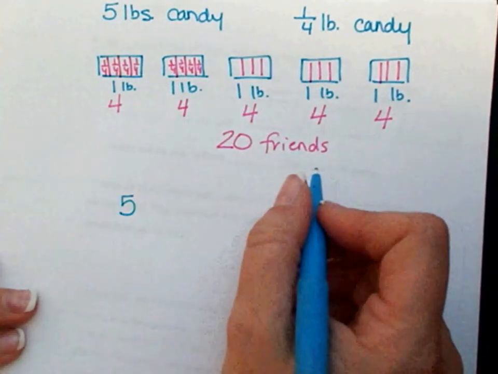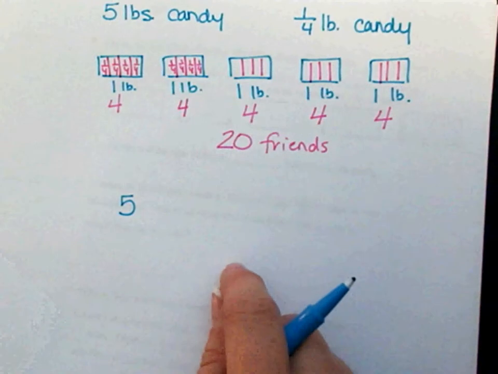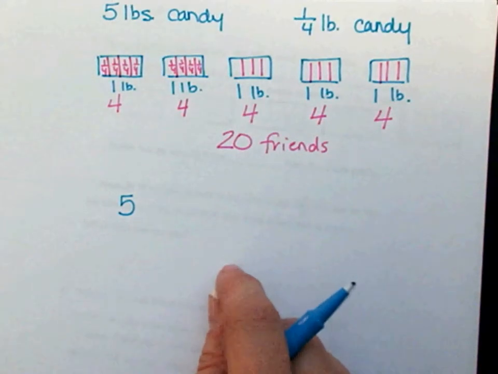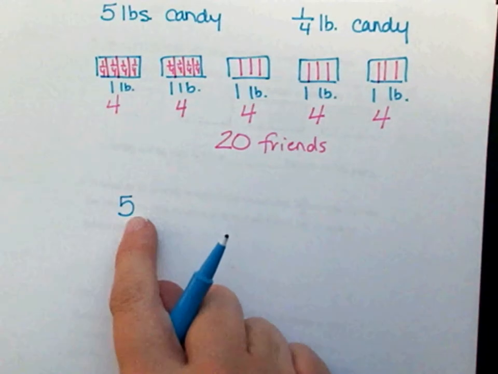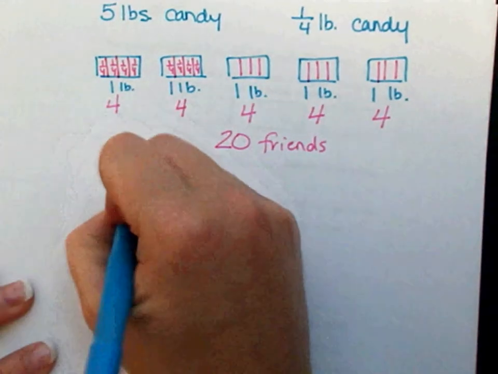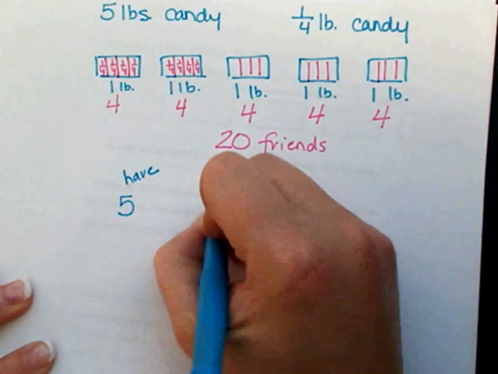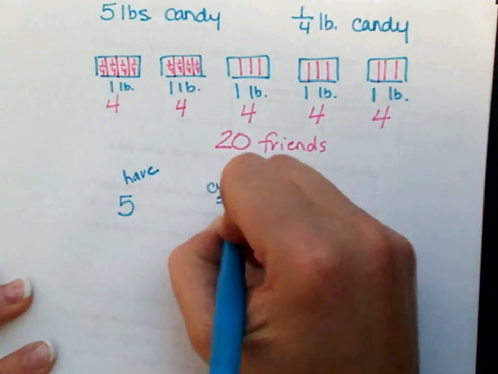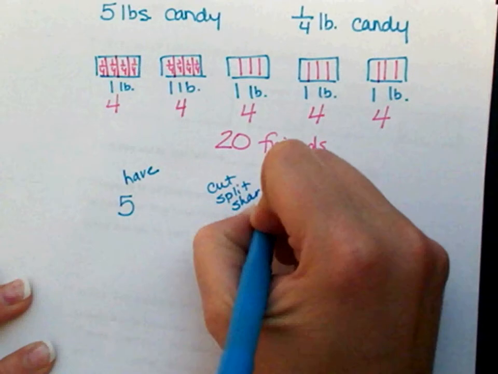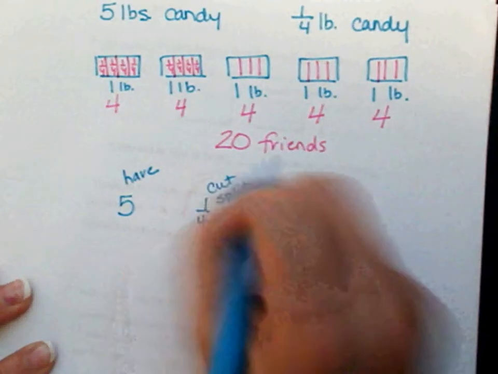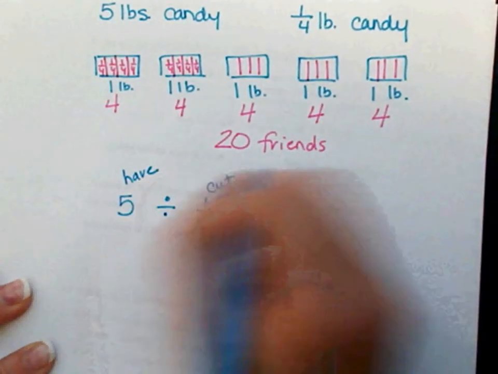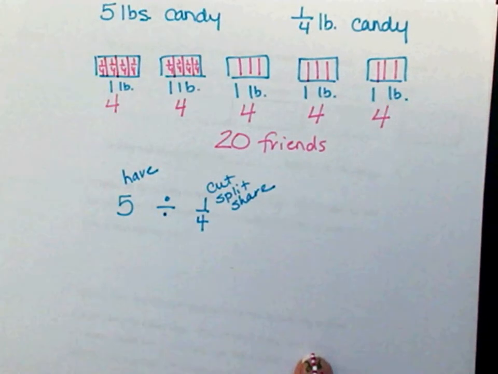Let's try it just with the numbers. If my question were just to say I have 5 pounds of candy and I need to give away chunks of a fourth, well, that's cut, split, share. I'm splitting up what I have. I'm going to write what I have first. I'm going to write what I cut, split, or share second. And I know that if I'm cut, split, sharing, that I'm dividing.